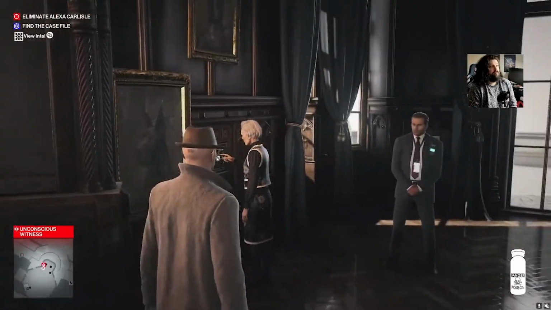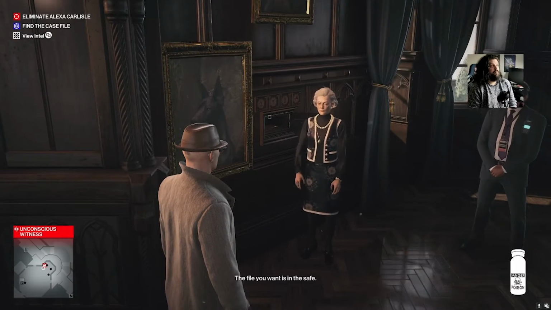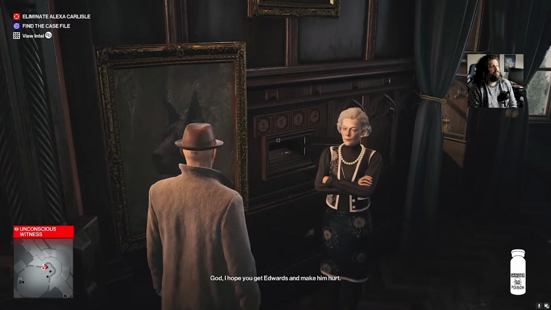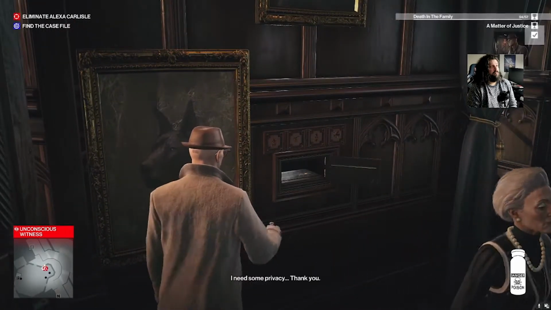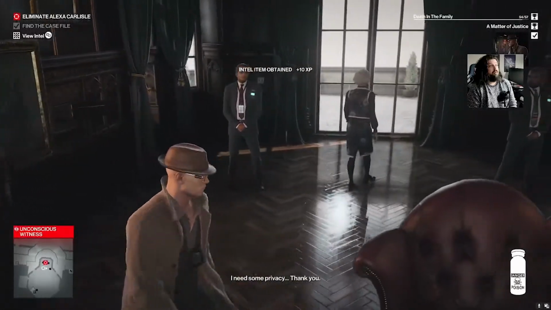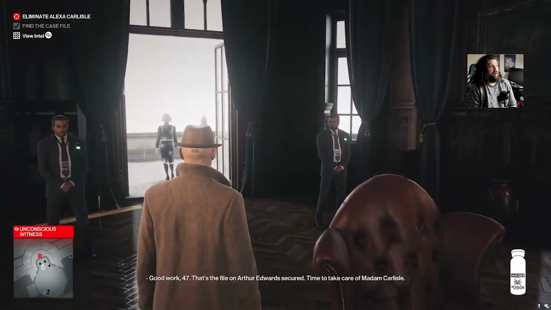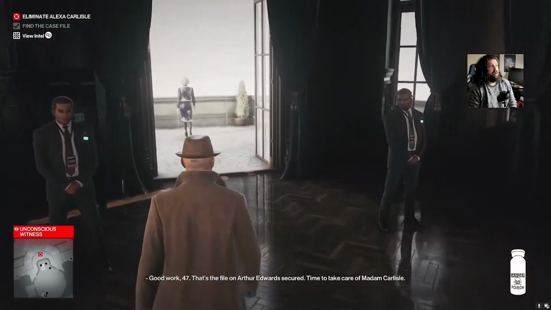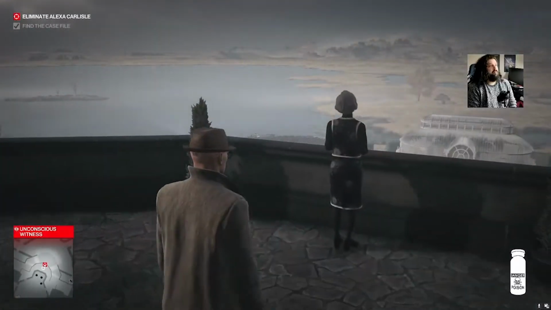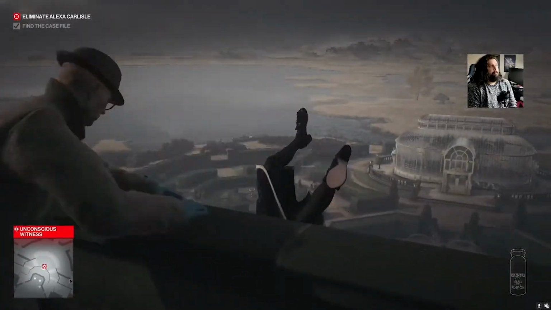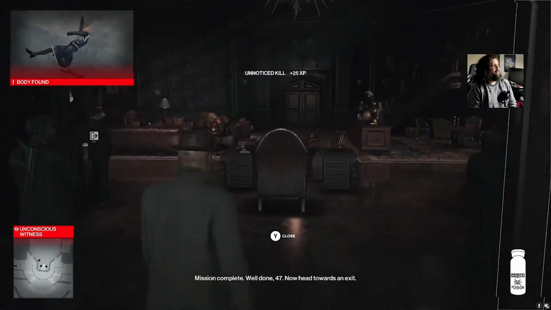Sir. The file you want is in the safe. God, I hope you get Edwards and make him hurt. I need some privacy. So she needs some privacy. Good work, 47. That's the file on Arthur Edwards secured. Time to take care of Madam Carlyle. Anyone mind if I just go visit her real quick? Whoop. Huh, what happened there? Mission complete.